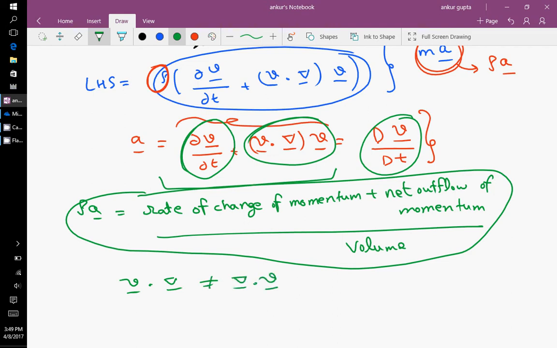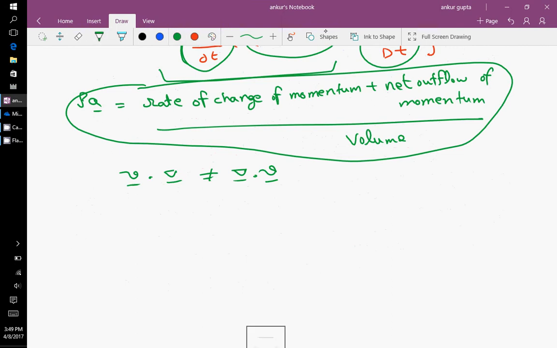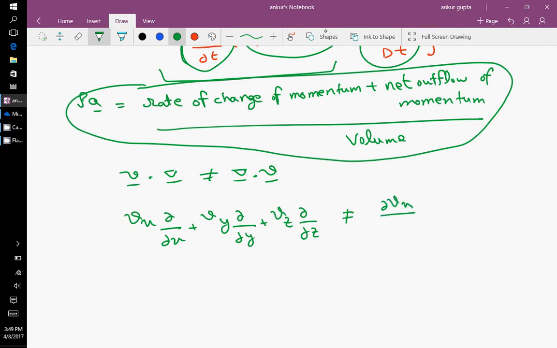You can recall that for constant rho, del dot V is the continuity equation and this is equal to 0. V dot del is not equal to del dot V, and that is because V dot del is Vx del by del x plus Vy del by del y plus Vz del by del z, and del dot V is actually del Vx by del x plus del Vy by del y plus del Vz by del z.